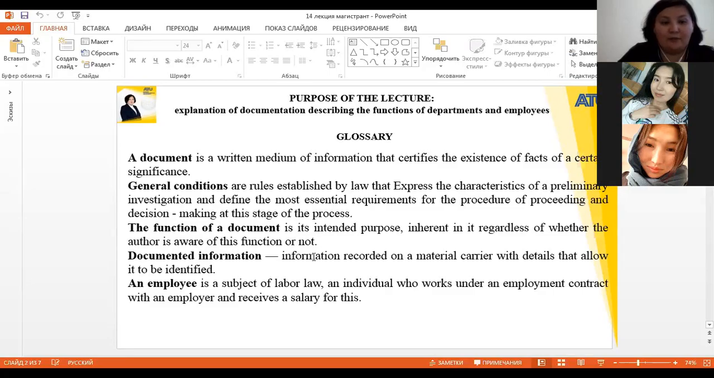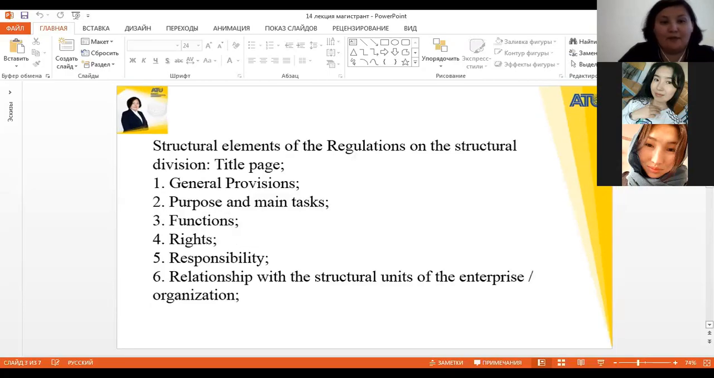The function of a document is the intended purpose inherent in the regulation, whether users are aware of the function or not. Documenting information: information recorded on a material carrier with details that allow it to be identified. An employee is an individual, a subject of labor law, who works under an employment contract with the employer and receives a salary for this.